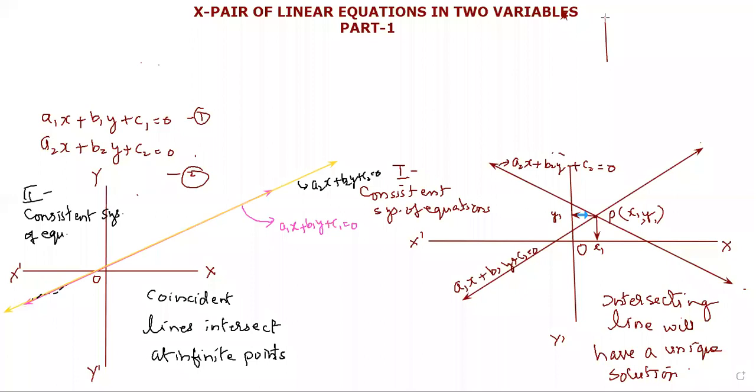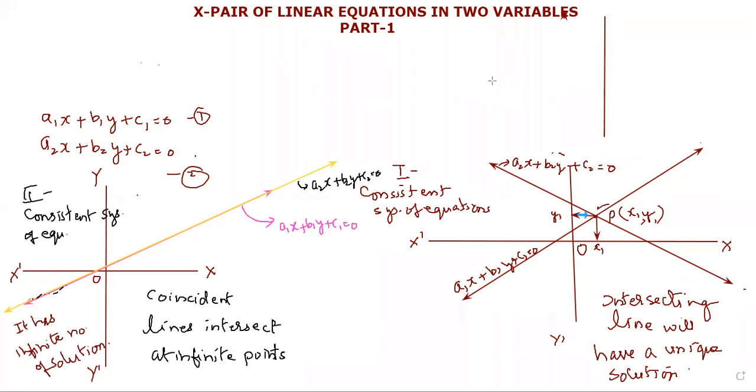Sir, it has no solution, right? No, it has a solution, but infinite solutions. It has the same line, so it has infinite solutions. This system has an infinite number of solutions. So infinite things we cannot find out. We can only say that it has infinite solutions. We cannot find out the solution. Here, in the other case, we can find the solution.